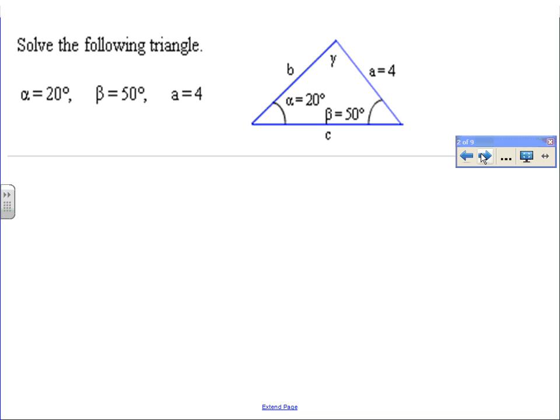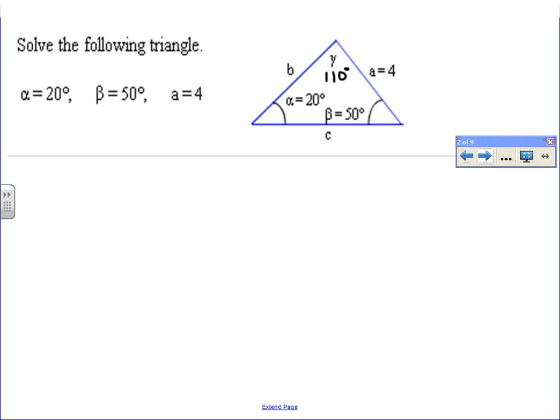Now, there's something here that we don't really need trigonometry to solve. What's that? The gamma. We solve for the gamma. The angles in a triangle have to sum up to 180. So 20 and 50 give you 70, so gamma becomes 110. That would be the first part.